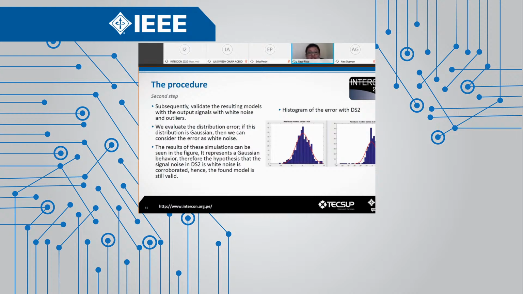Subsequently, we validate the resulting model with the output signals with white noise and outliers. We evaluate the error distribution. If this distribution is Gaussian, then we can consider the error as white noise. The results of this simulation can be seen in the figure. It represents a Gaussian behavior. Therefore, the hypothesis that the signal noise of dataset 2 is white noise is corroborated, and the model is still valid.